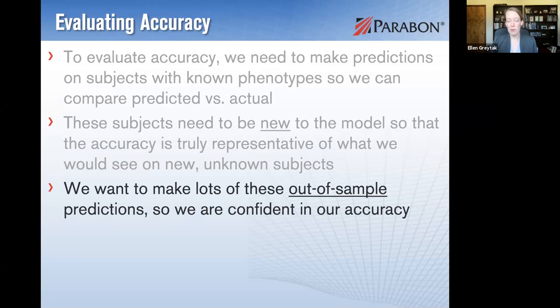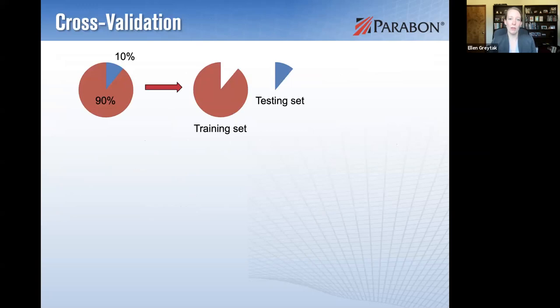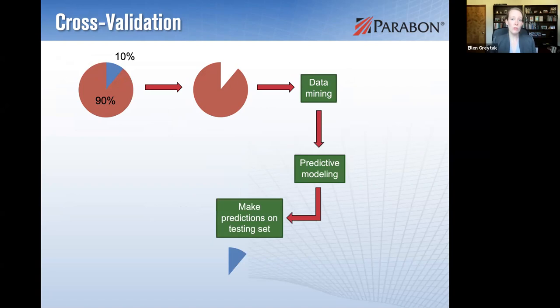The solution to this is what we call cross-validation. If we go back to our example of eye color with 3,000 people in our data set, we take 10% of them and set them aside and call them the testing set. We're not going to look at them until the end. We're only going to work with the remaining 90%, which is our training set. We use that training set to do our SNP association, so we select the variables that associate with eye color in that training set. We build a predictive model and then use that model to make predictions on the testing set. So this model has never seen those subjects before.